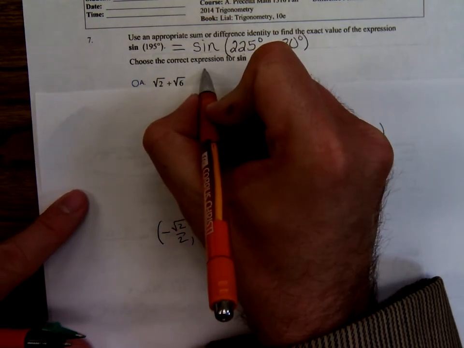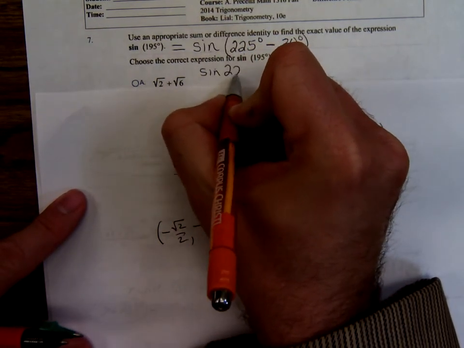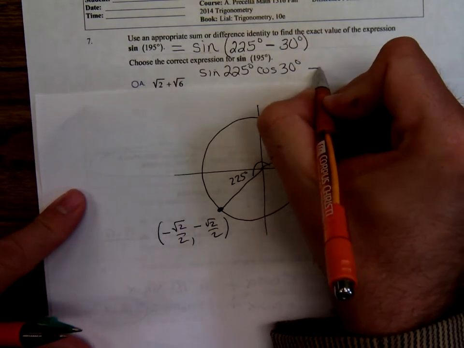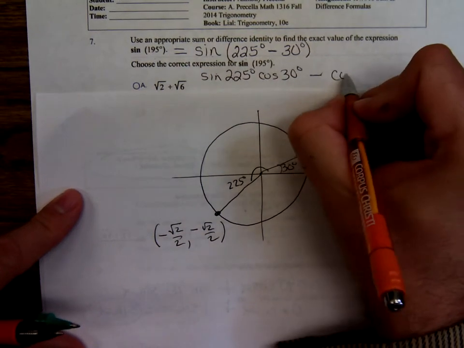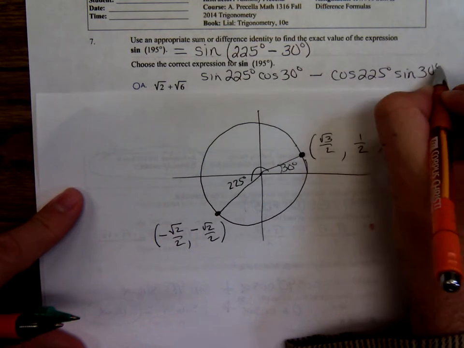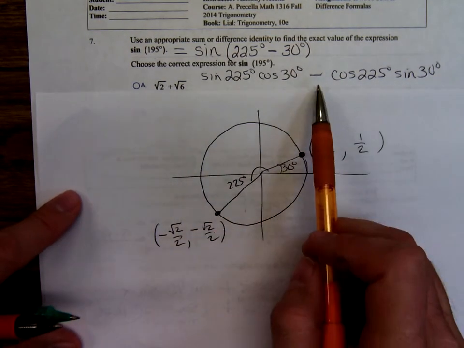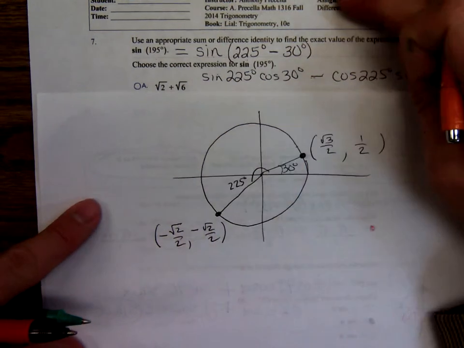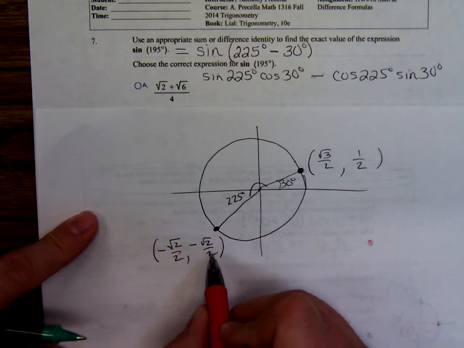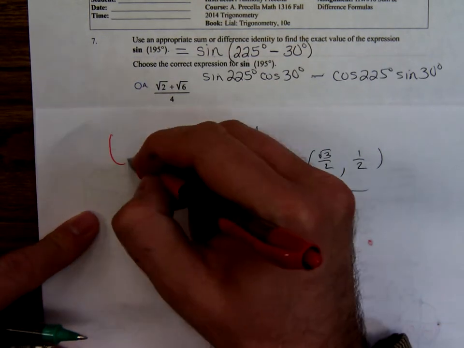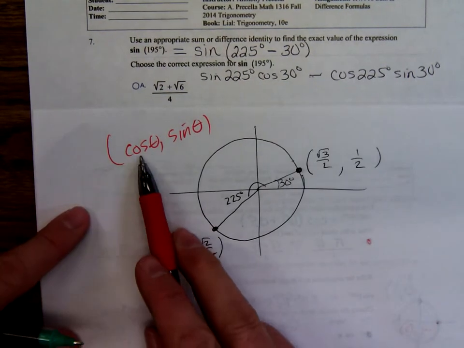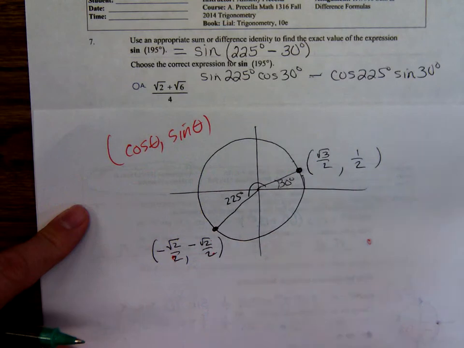What's that pattern? It's sine, cosine, cosine, sine, same symbol in the middle. So remember, the ordered pairs are in the form cosine, sine. On the unit circle, those ordered pairs, it's alphabetical. Cosine is the first number, sine the second.